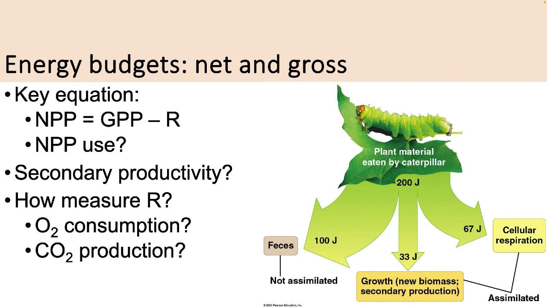Because we're going to eat something, we're going to get rid of chunks of it, and only a little bit of it is going to stick around with us. So tertiary productivity is based upon our net secondary productivity. Things that eat us get the leftovers. I already mentioned how you can measure respiration. We saw a few of these out there. Terrified some people. That's okay.